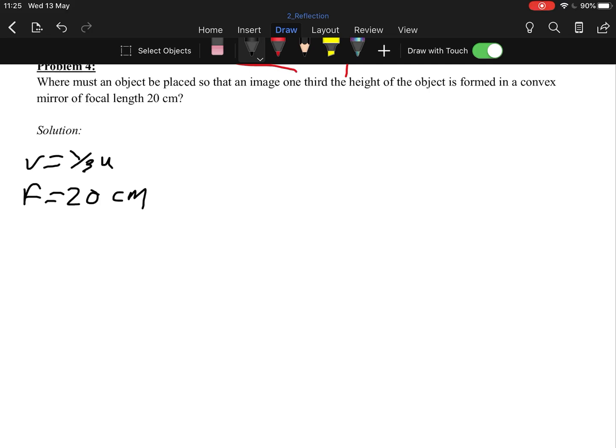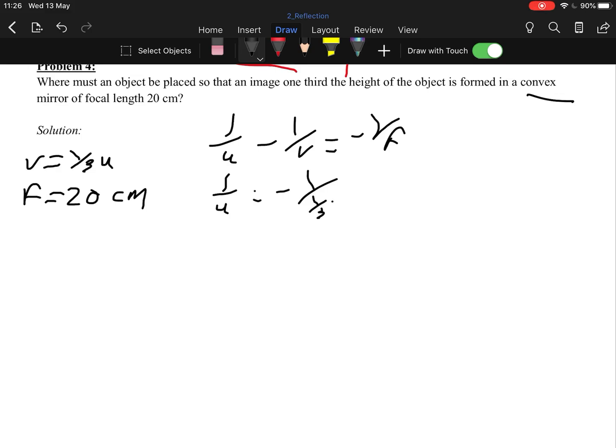I did it one way, which some people found difficult. So I'll do it my way, and then I'll show you the other way, just so you can do both, okay? So I left this as this, and I said, what are we? Convex. All right, so 1 over u minus 1 over v equals minus 1 over f. So 1 over u minus 1 over 1/3 u equals minus 1 over 20.